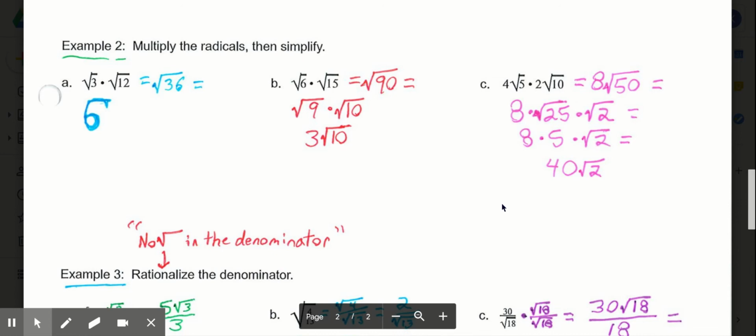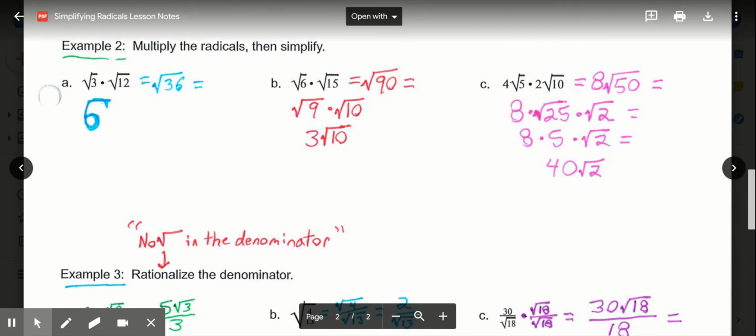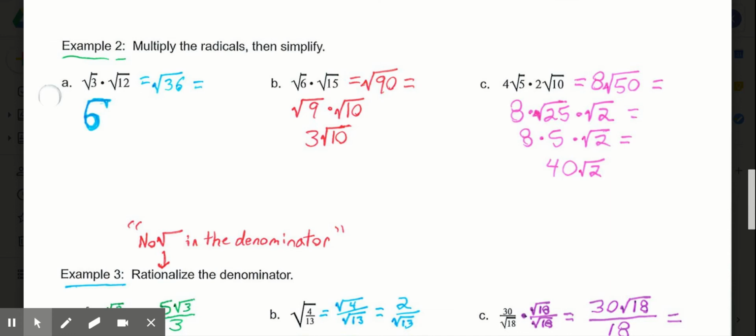In B, we have square root of 6 times square root of 15. 6 times 15 is 90. So the square root of 90 can be simplified by dividing out the perfect square of 9. So square root of 9 times square root of 10. Square root of 9 is 3, so we get 3 square roots of 10.